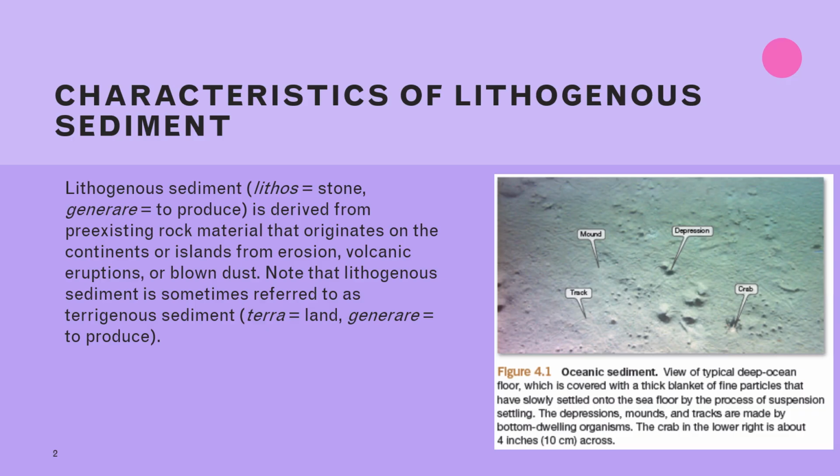On the right, you can see a picture of a typical ocean floor covered by a thick blanket of fine particles that have slowly settled onto the seafloor by the process of suspension settling. The depressions, mounds, and tracks are made by bottom dwelling organisms. There is this crab, which is around 4 inches, and we have depressions, mounds, and tracks as well. A lot of features on the seafloor.